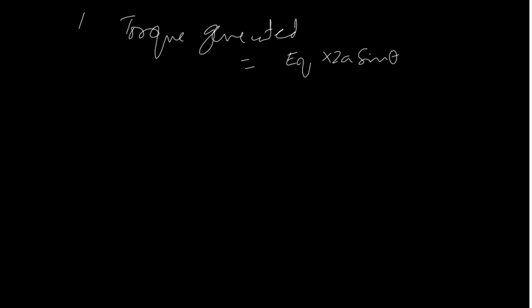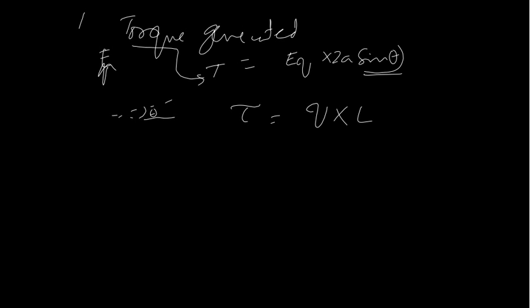What is this theta? I just said this is at an angle with the horizontal, this is theta. Why do they put sine theta? Because we are trying to take the component along the direction of E. That is why you get EQ 2a sine theta. So this is the magnitude of the torque. In vector form they write torque equal to P cross product E. This is called a cross product, and this is the vector form.